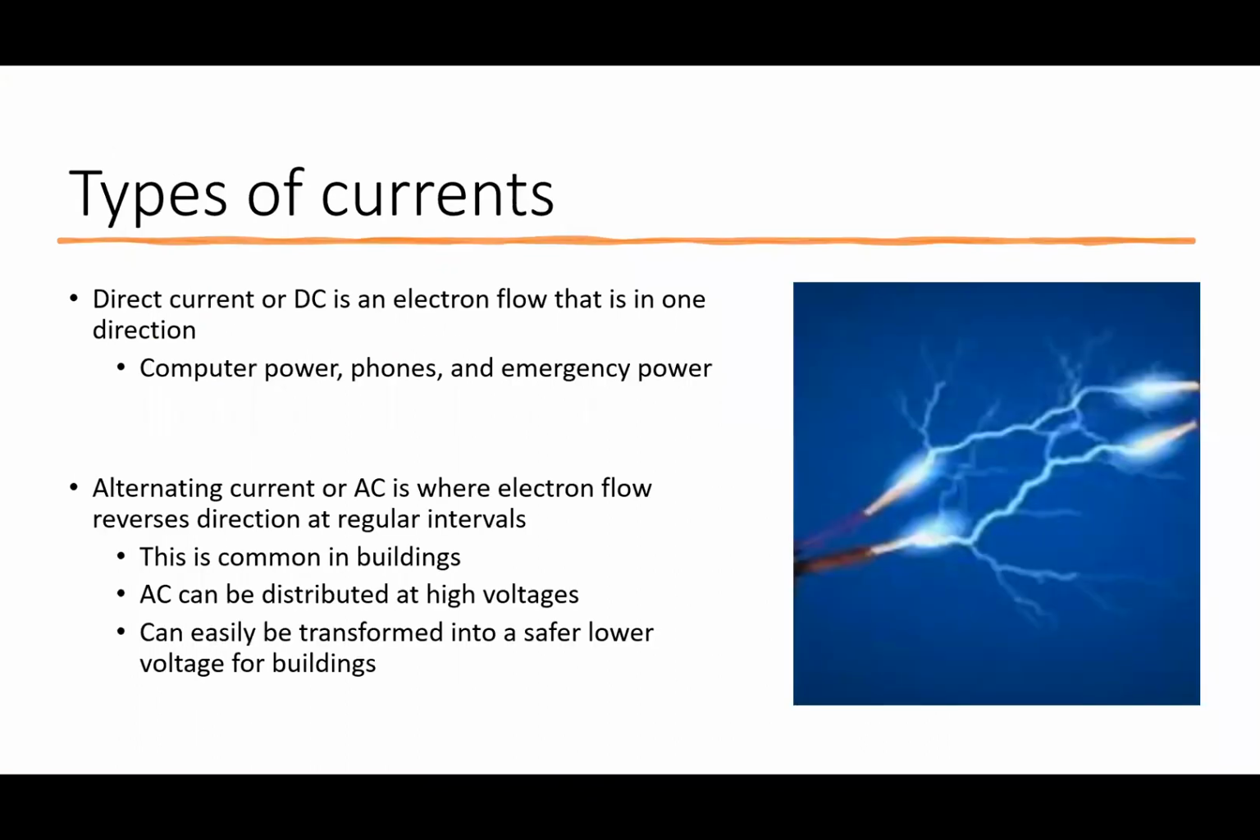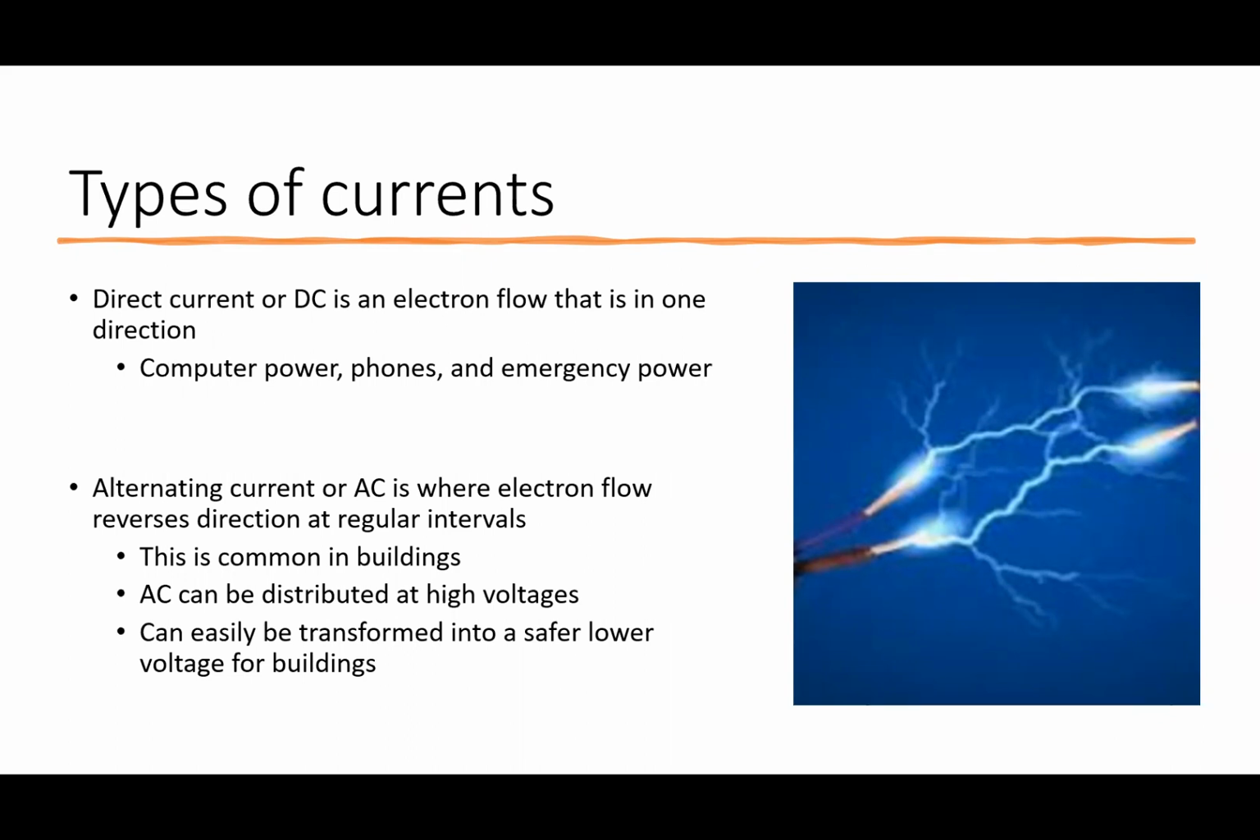There are two types of currents. There's DC, which is direct current, which is the flow of electrons in one direction. This is commonly found in computer power, phones, and emergency power. The second type of current is AC, or alternating current. This is where electron flow reverses direction at regular intervals. This is the one that you'll most commonly find in buildings.